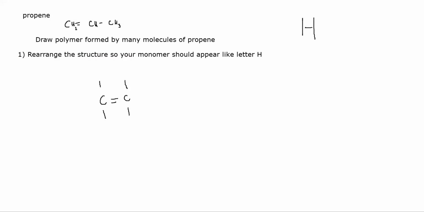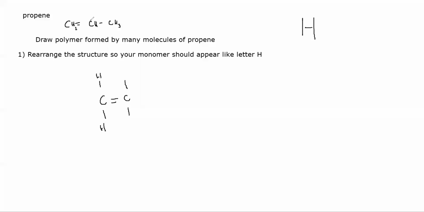So what we have to do, the monomer propene is given, but it does not appear like letter H. So we have to rearrange it so that it appears like letter H. First we'll draw this structure. These are the 2 carbon atoms, double bond. With the first carbon, which is having a double bond, how many hydrogen are there? It has 2 hydrogen, so it's up to you. 1 hydrogen you can make it up, 1 hydrogen you can make it down.